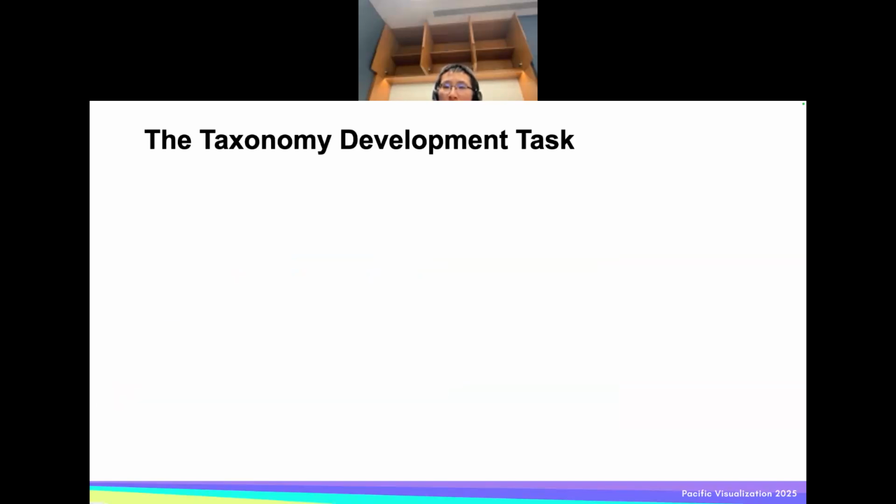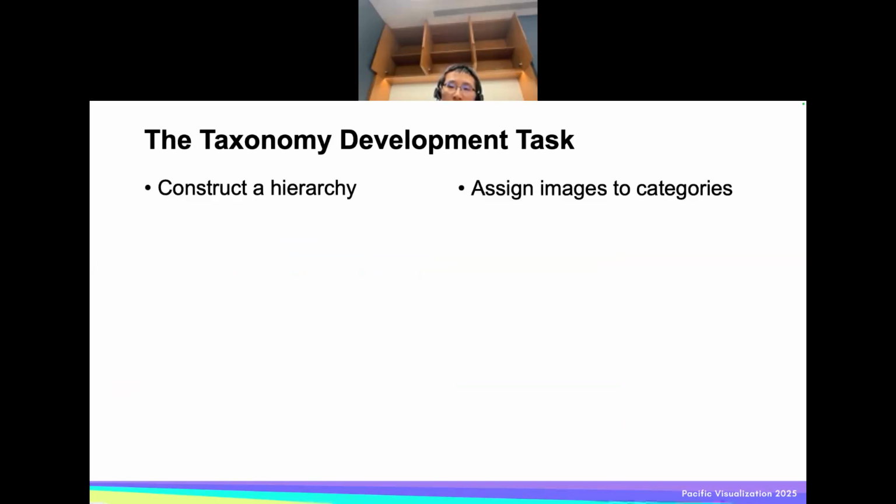To ensure we are on the same page, let me first clarify what we mean by developing an image taxonomy. To develop an image taxonomy is to accomplish two tasks. The first is to construct a hierarchy of categories, and the second is to assign the images in the corpus to the categories.